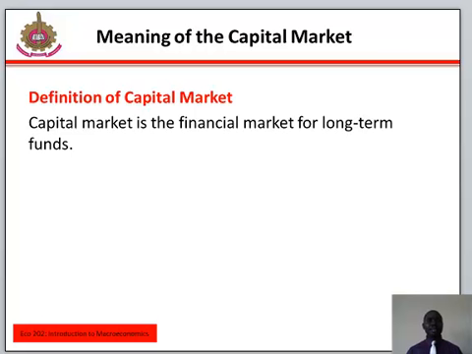Meaning of the capital market. Capital market is the financial market for long-term funds. Those who need long-term capital for projects of long gestation, to be repaid after 5 years, 10 years, or more, go to the capital market to source such funds. The capital market refers to a collection of financial institutions set up for the granting of medium and long-term loans.